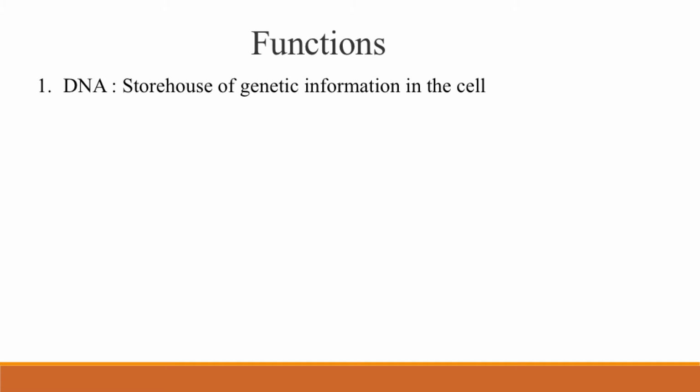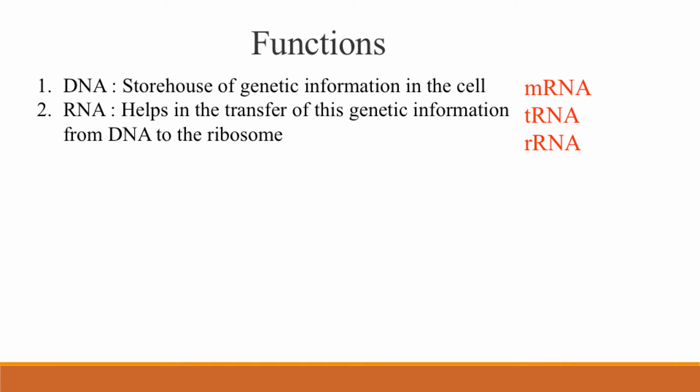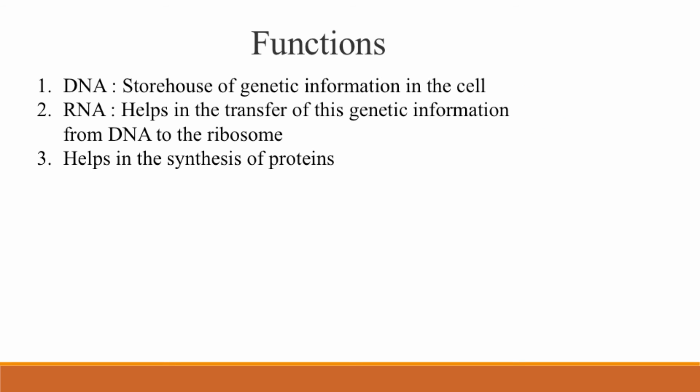So who helps to transfer this information to the ribosomes, which is present in the cytoplasm? This is done by 3 types of RNA: messenger RNA, tRNA, and rRNA. So these RNA help in the transfer of genetic information from the DNA in the nucleus to the ribosome in the cytoplasm for the synthesis of proteins. So both the DNA and RNA help in the synthesis of proteins.